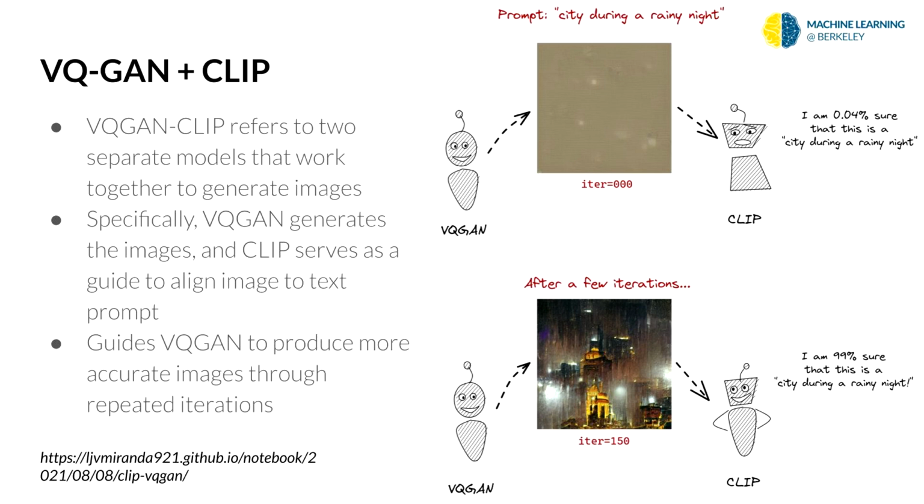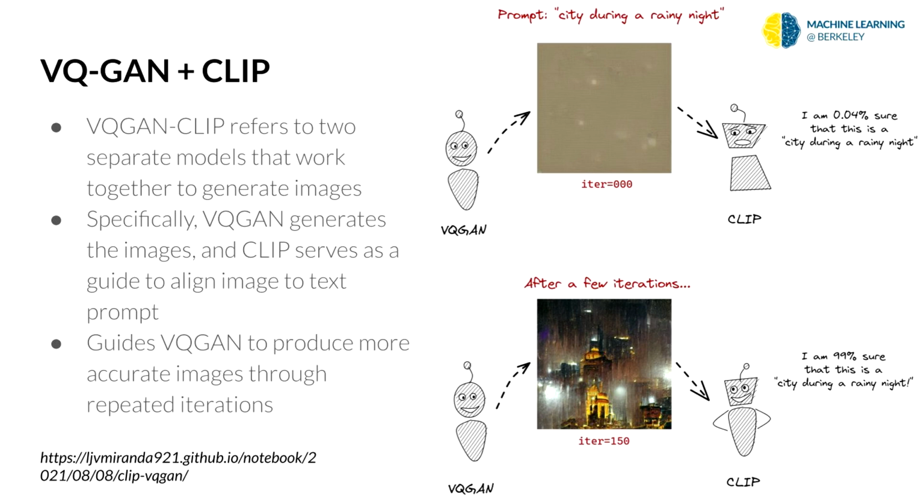Here's a cartoon showing this process. It's cut off at the top, but it says city during a rainy night. VQ GAN generates this image of noise, right? You can't really tell anything. And so Clip says that this image is not very good. So VQ GAN iteratively improves upon it. And then Clip will eventually say, this is a good image, give it to the user.